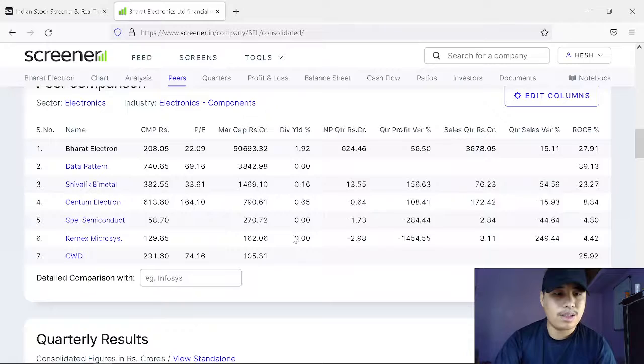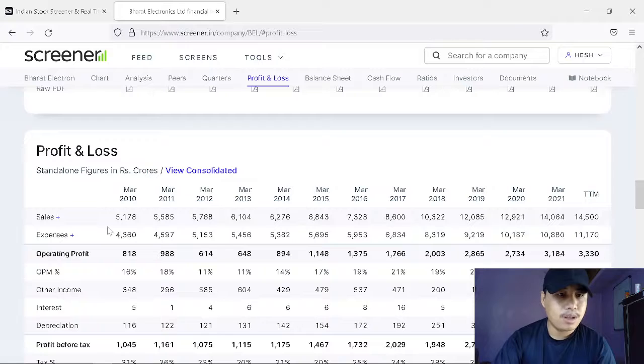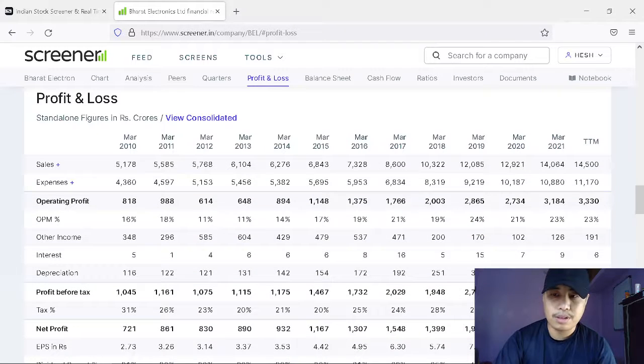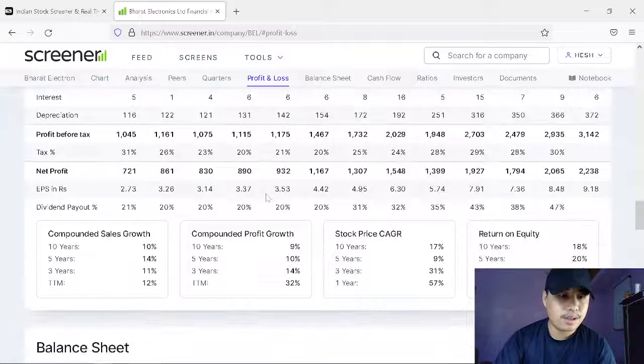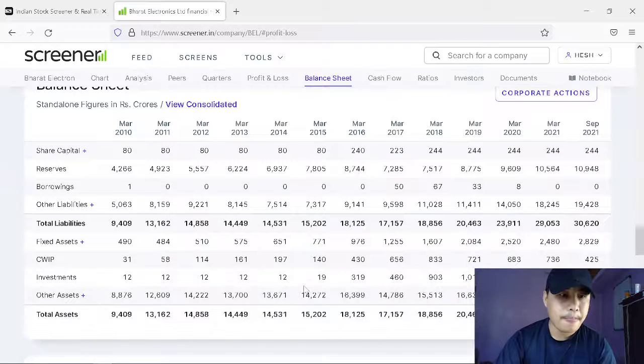Looking at some of their results, sales have been increasing over the past 10 years. You can see from 5,000 to 14,000 crores, and operating profit has increased. We are more interested in compound annual growth return in the stock price. In 10 years it has given only 17%, 5 years 9%, 3 years 31%, and 1 year 57%, which is not bad compared to other stocks.